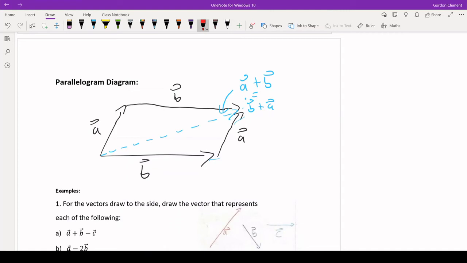The other diagonal is connecting the 2 vectors drawn tail to tail. So if I put the arrow going this way, I'm connecting from A to B. So from A to B, that's the vector B minus A. And if you connect the other way, from B to A, that's the vector A minus B. And what that's showing is A minus B and B minus A are opposite vectors. They're the same size, they're just off by a negative.